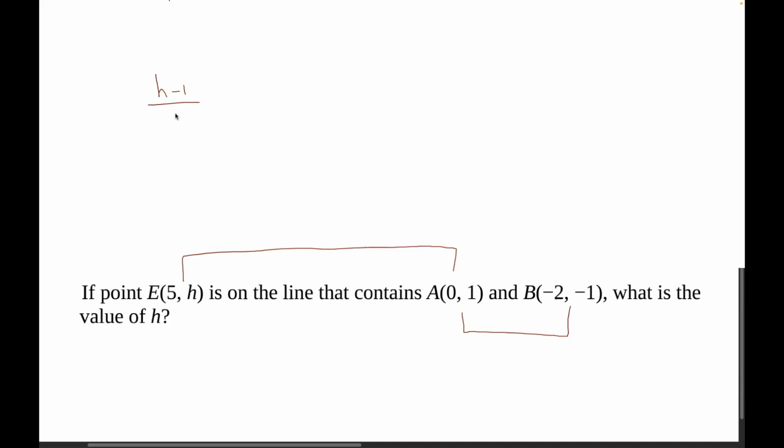h minus 1 divided by 5 minus 0 is equal to, let's find slope by using these 2 points, -1 divided by -2 minus 0. So it is like h minus 1 divided by 5 is equal to -2 divided by -2. Actually, this is 1. If you cross multiply, h minus 1 is equal to 5. h is equal to 6. The question is, what's the value of h? The answer is 6.